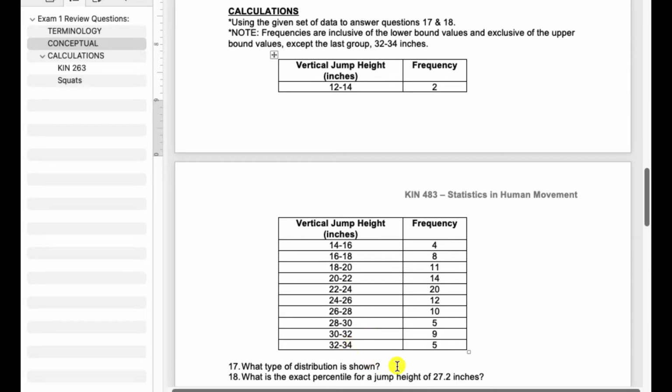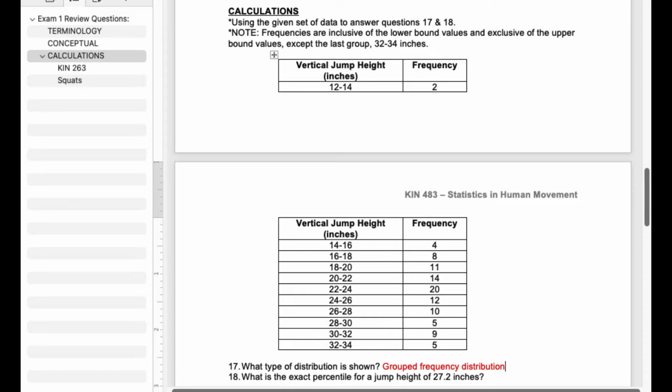So the first question we're asking here is, what type of distribution is shown? If you said grouped frequency distribution, you would be correct. Okay, and I spelled that wrong.